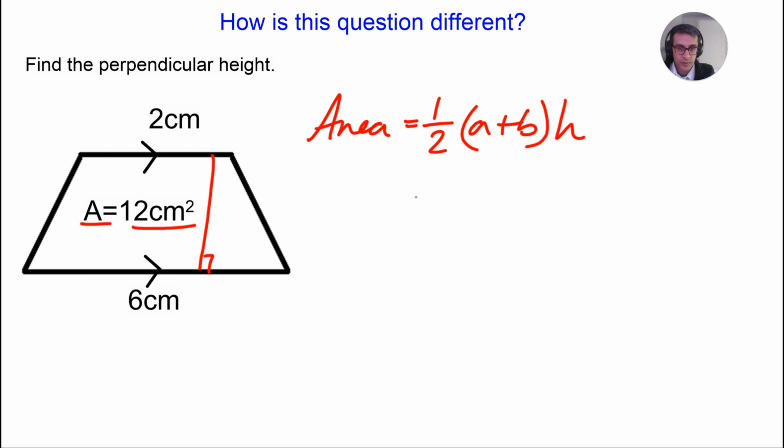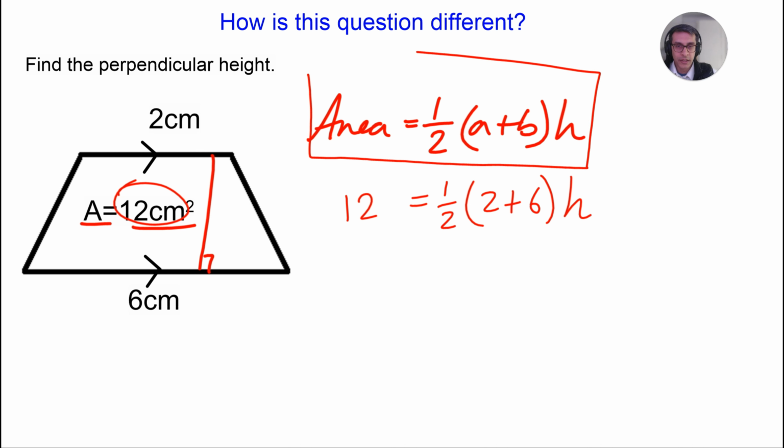Okay, I'm going to have a go now. So half, parallel sides are 2 plus 6. The distance between the sides is what we're looking for, so we're just going to call it H. Now the area is actually given to us. We know the area is 12. So we are basically just using the formula, except rather than working out the area, it's one of these three things that we're working out. In this case, it happens to be H.